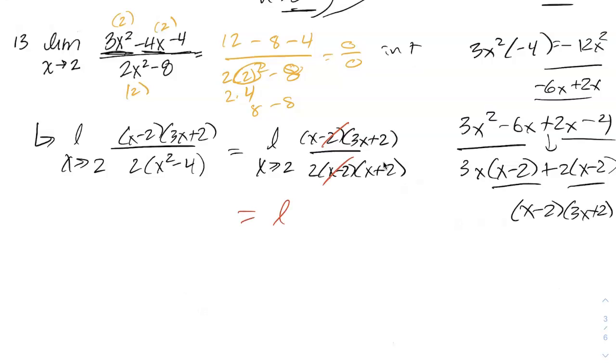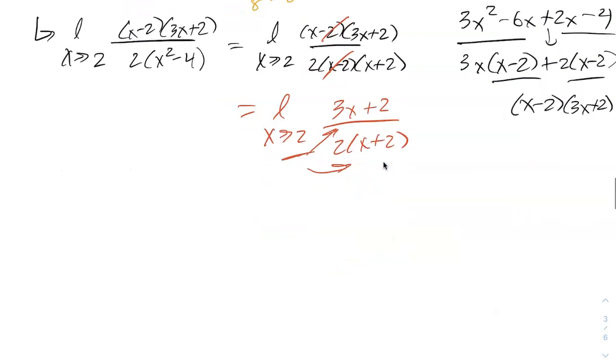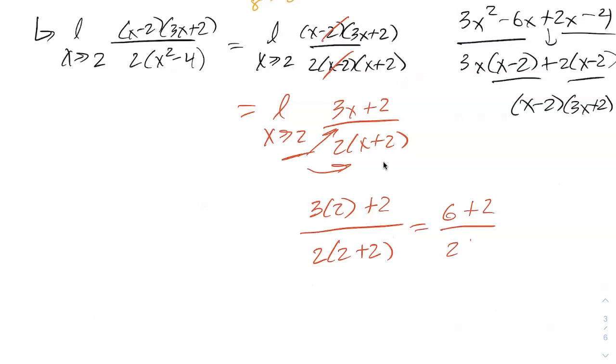We get the limit as x approaches 2 of (3x + 2) over 2 times (x + 2). And now we could just sub in 2 and see if it works. And I get 3 times 2 plus 2. Again, once I sub it in, I don't need to write limit anymore. So I get 6 plus 2 over 2 times 4. So 8 over 8, which is just 1. So that works, I get a 1.